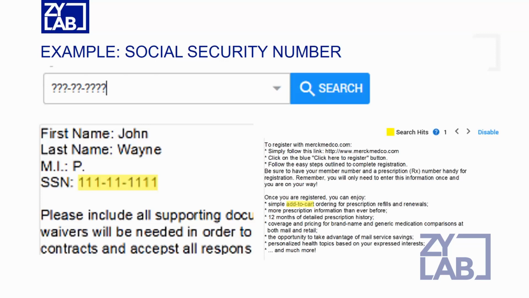However, it could also return unintended results such as the add to cart, which also fits the same pattern of 3 characters, 2 characters, 4 characters.